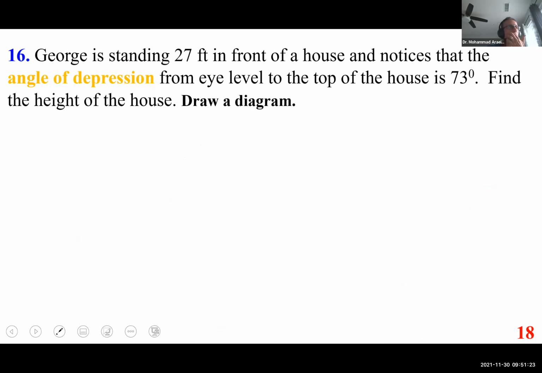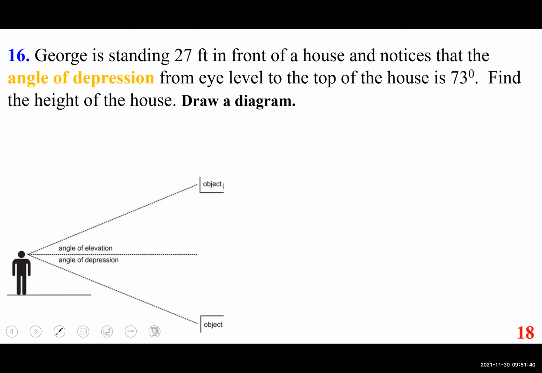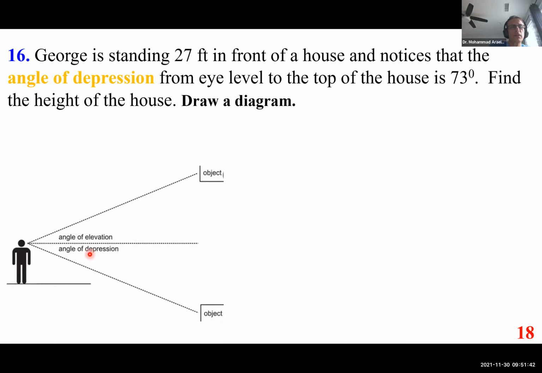Could you please read this? George is standing 27 feet in front of a house and notices that the angle of depression from eye level to the top of the house is 73 degrees. Find the height of the house. Again, angle of elevation versus the angle of depression is discussed. Okay, in front of a house and the angle from the eye level. Okay, here's the eye level, that is 73 degrees.